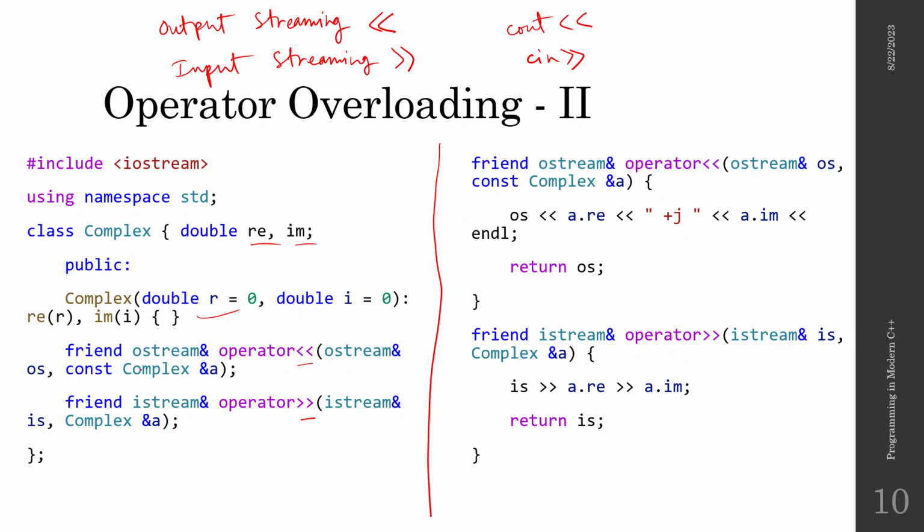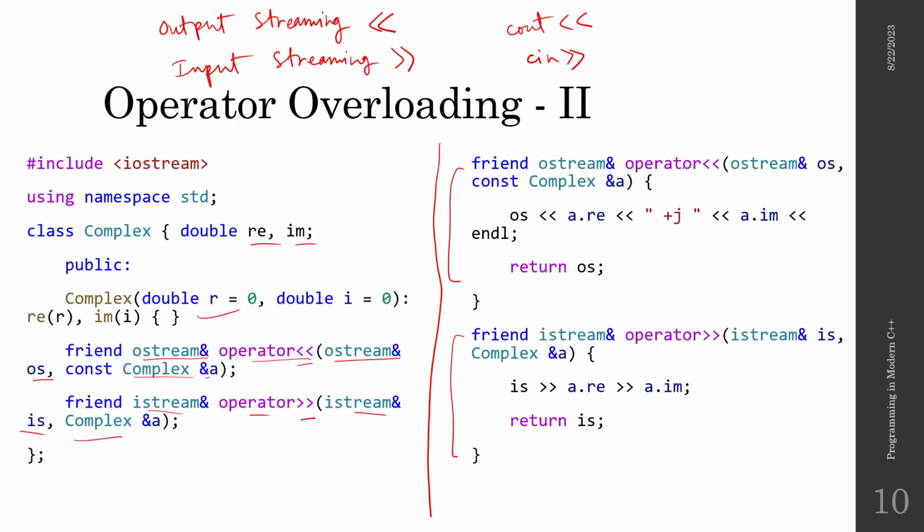So now what we do is we first write the data type, which is the output stream. So it is output stream, and then we write operator with two left angular brackets, and output stream again, os, and a complex object. Okay, similarly for the input stream we write the same thing. So here we have just declared that these functions exist. Okay, and the implementation of the functions we have provided over here.